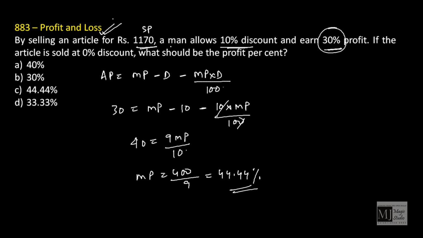Now the question. If the article is sold at 0% discount, what should be the profit percentage? Again, the same formula I feel you would be using. Actual profit would be MP, since discount is 0, so it would be 44.44%.